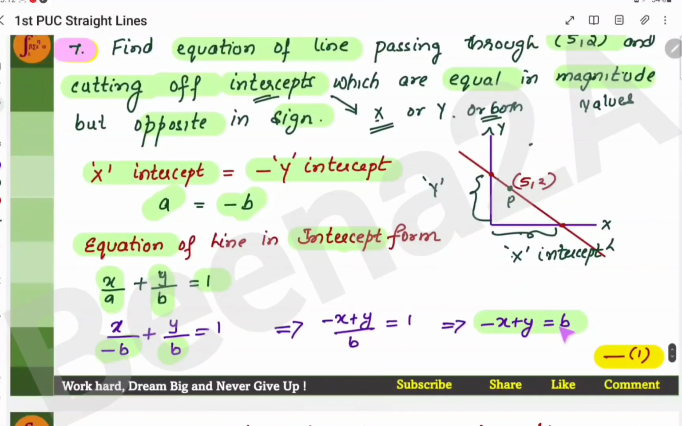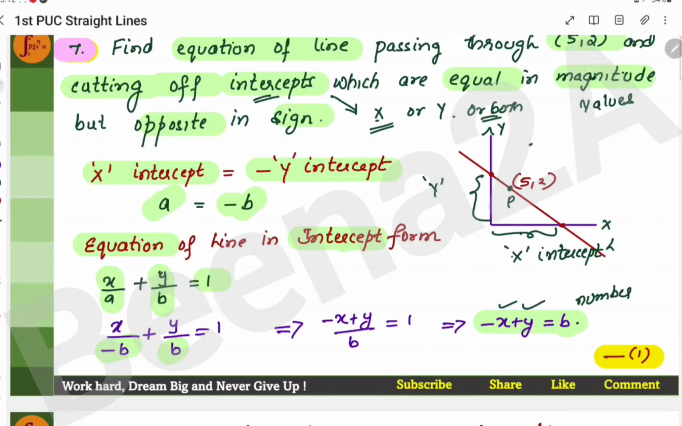Now, we cannot have b in the equation, right? We have to find the value of b. It has to have some value. You can't have b here. You should have x and y, but you can't have b. You should have some number. Now, how do you find the value of b?